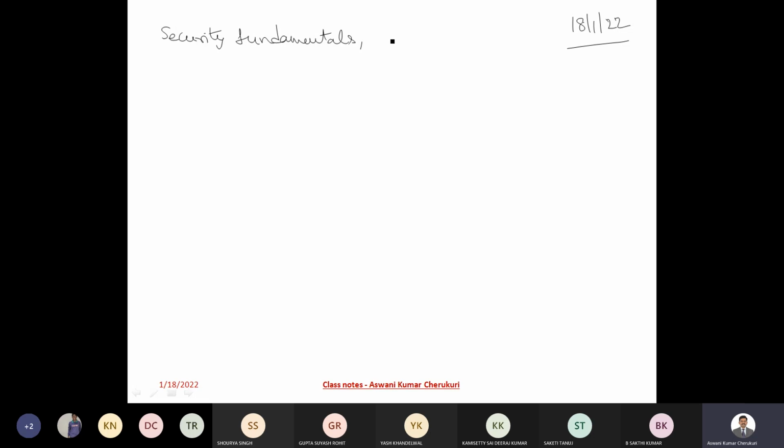Then we have introduced cryptography. Then we talked about crypto fundamentals, right? Then we introduced the classical ciphers. Several classical ciphers we have discussed. Before we proceed, today we are going to introduce one of the standard encryption algorithms.